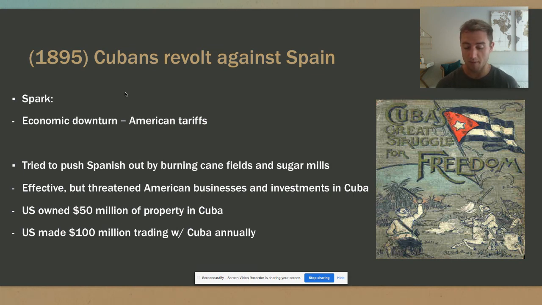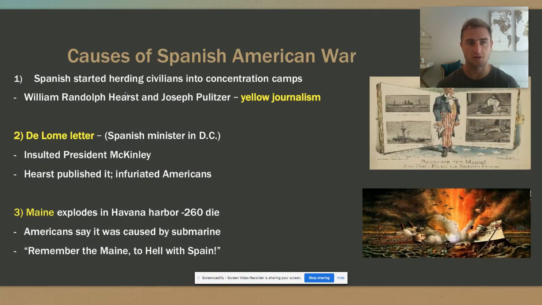But we have lots of American investments in Cuba, 50 million of property in Cuba, and it's a very, very important trade partner with the United States. And because of this, there's a worry that Americans are being threatened, American properties being threatened there. And so Cuba becomes a very important stimulus for the Spanish-American War.